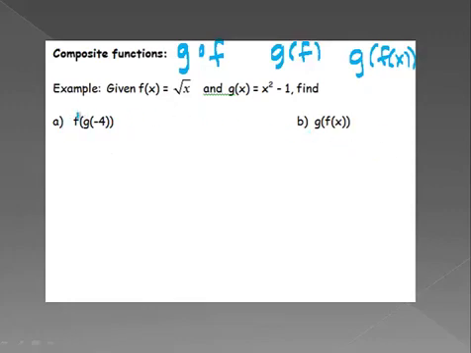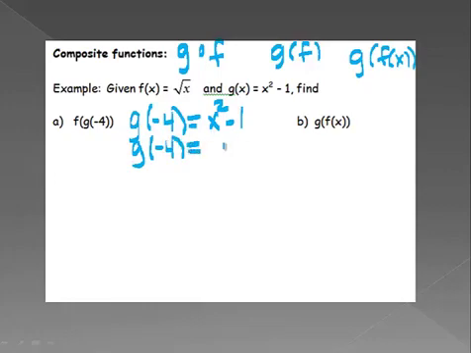So here's a couple of things you've got to realize. If f is first, you actually deal with f at the end. So if it says f of g of negative 4, you want to work inside out. So let's just look at this. g of negative 4 first. Well, the g function is over here, x squared minus 1. So g of negative 4 means plug in a negative 4 wherever there's an x.